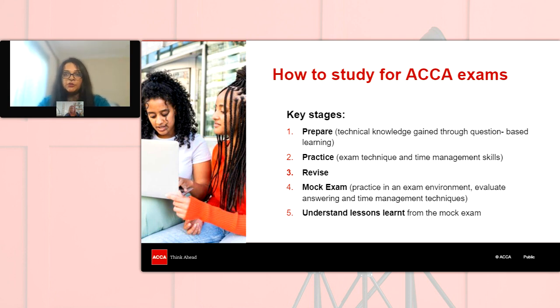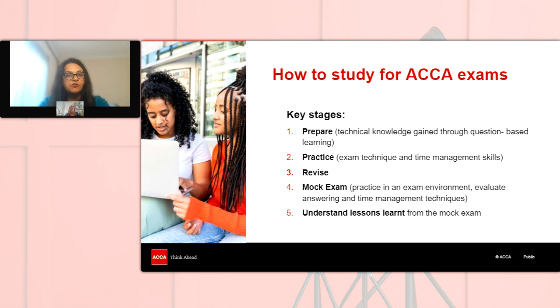And finally, you need to understand what your mock results mean. If you're marking it yourself, if you're getting it marked regardless. And this is something that you might need to make a note of for your next steps as well. Across all papers in ACCA, like I said, the passing mark is 50. If in the mock exam you failed between 41 to 49, that means you have the required knowledge. It's just the exam technique and the time management that you need to practice.